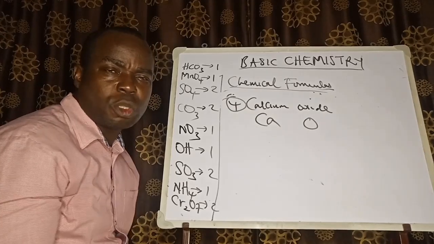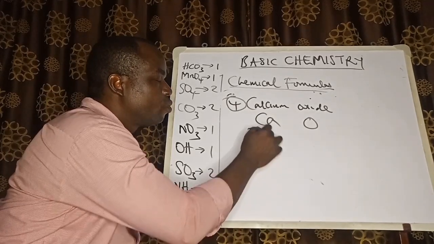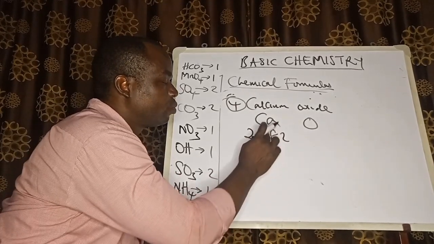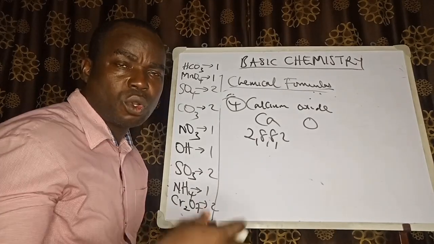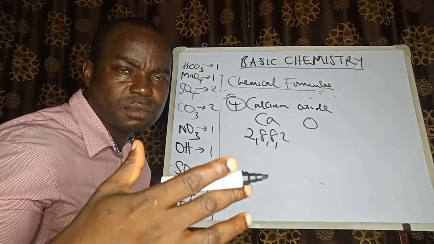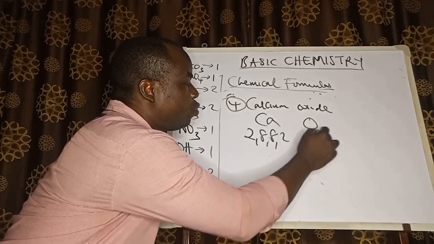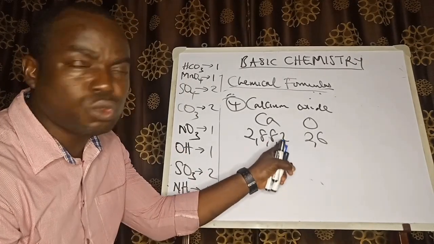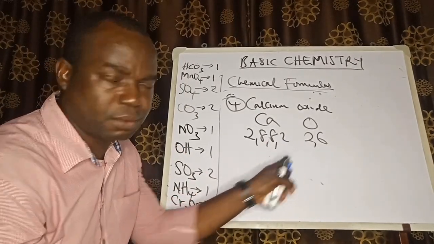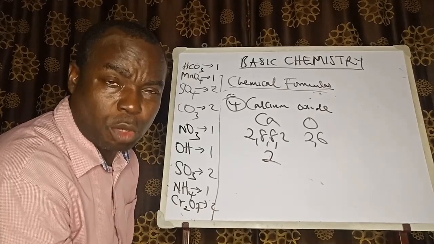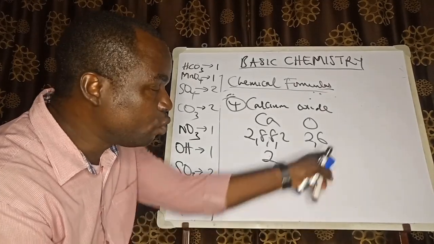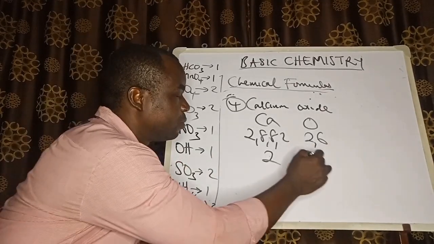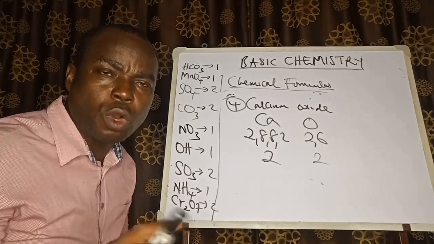Now, calcium is number 20, 2, 8, 8, 2. Okay? Oxygen is number 8, 2, 6. This one is going to lose 2. Can't get 6 to complete the last shell. Valence will now become 2, right? This one will gain 2. Valence will be 2.